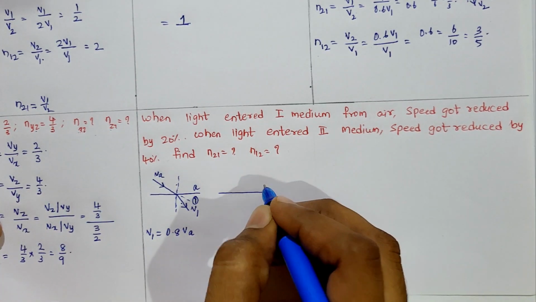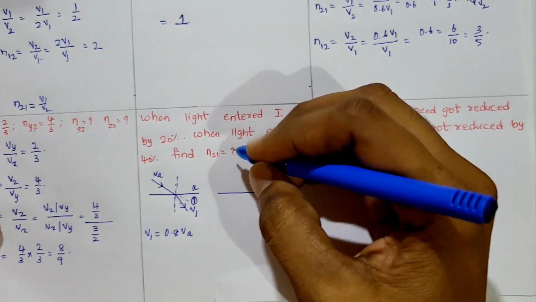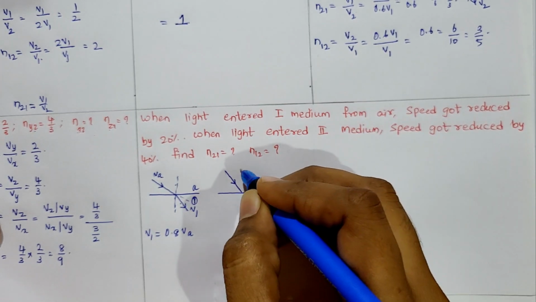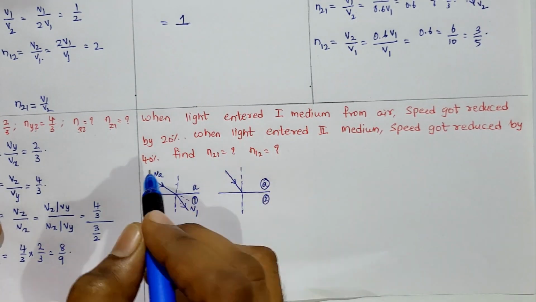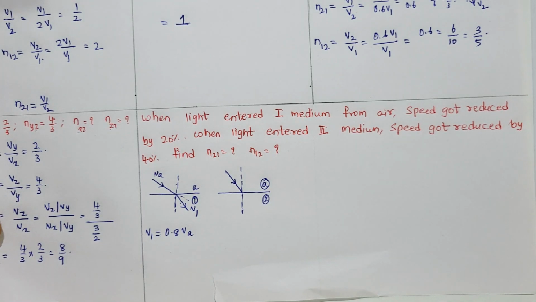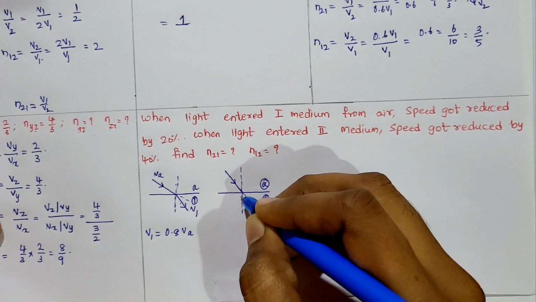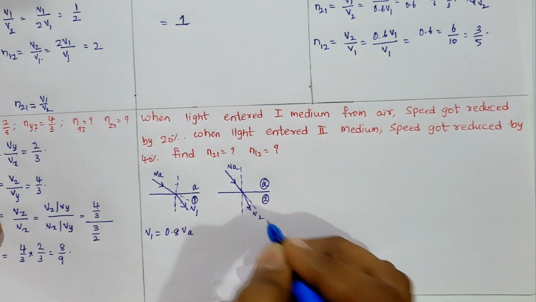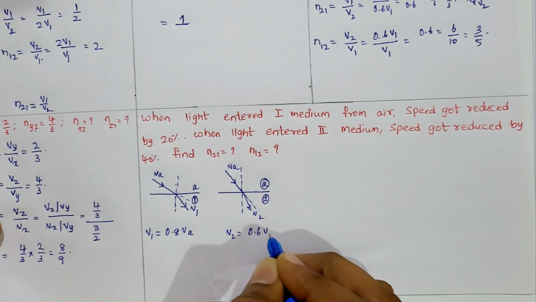Now when the light passes from air to second medium, 1 and 2 are not first and second, just take it as numbers. So now when light passed from air to second medium, what happened? Speed got reduced by 40%. 40% reduced means 60% is remaining. So take this as VA, take this as V2. V2 is 60%, means 0.6 VA.